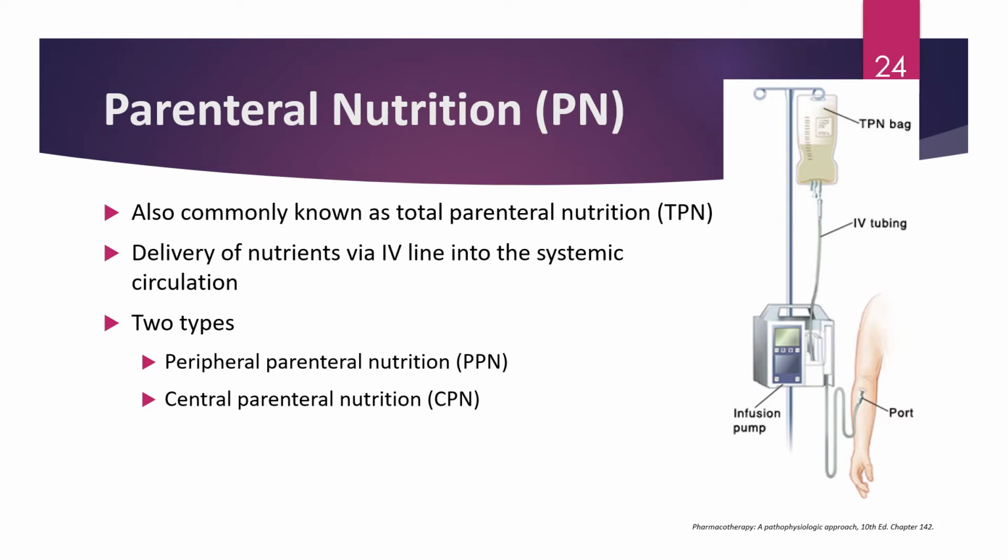Delivery of nutrients via IV line into the systemic circulation is basically what parenteral nutrition is. And we can do this via 2 different line methods, peripheral parenteral nutrition or central parenteral nutrition, which are basically exactly what they sound like. Peripheral being administered by a peripheral line and central being administered by a central line.